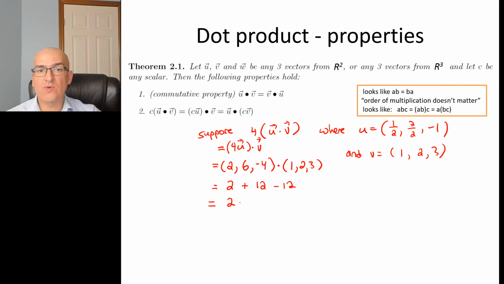You can compare that to what the process would look like if you first dotted u and v and then multiplied by 4. It's a little bit more work because of that common denominator step you'd have to do. This process can also work in reverse.